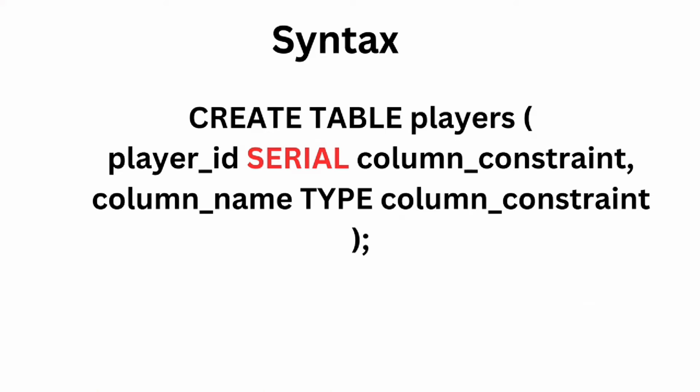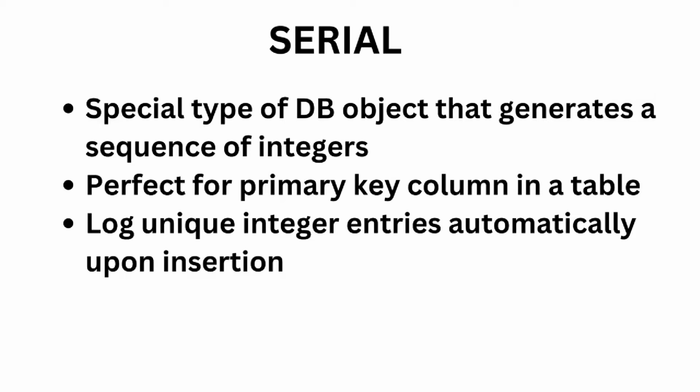So I actually want to focus in on this serial data type because it has some special properties. So in PostgreSQL, a sequence is a special kind of database object that generates a sequence of integers, and a sequence is often used as a primary key column in a table. So what serial is going to do, it's going to create a sequence object and set the next value generated by the sequence as the default value for the column. And this is perfect for a primary key because it logs unique integer entries for you automatically upon insertion.